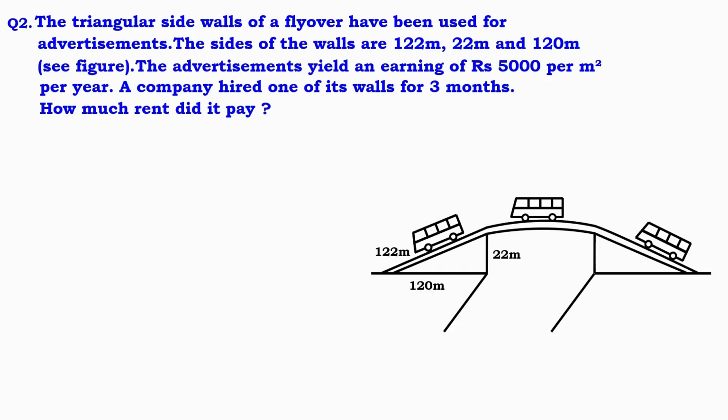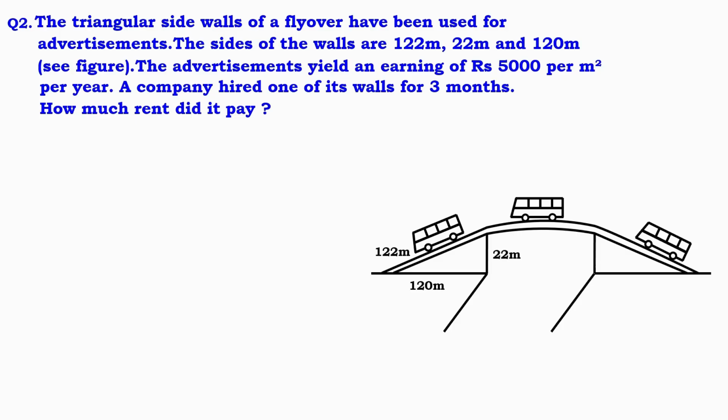The advertisements yield an earning of rupees 5000 per meter square per year. A company hired one of its walls for 3 months. How much rent did it pay? So the company has hired one wall for 3 months. How much rent do they have to pay? And from the advertisement, they are earning rupees 5000 per meter square per year.